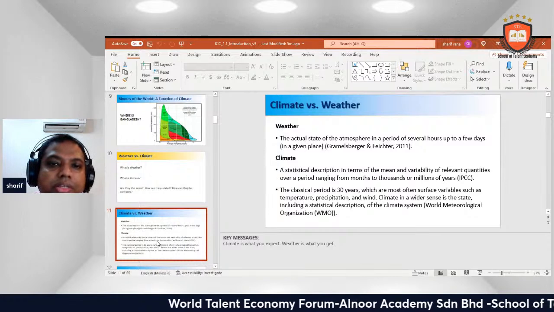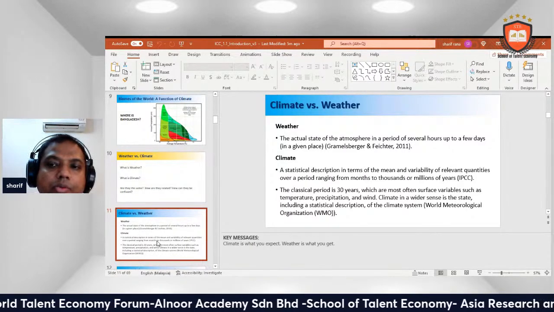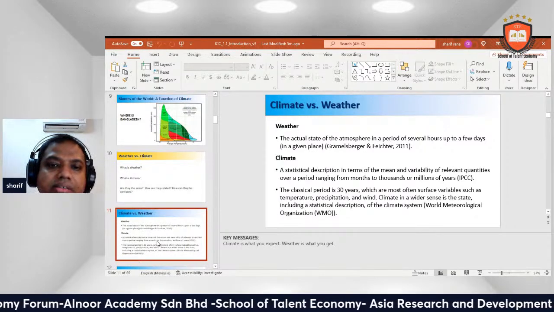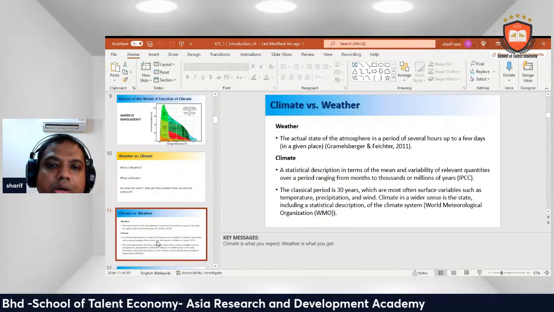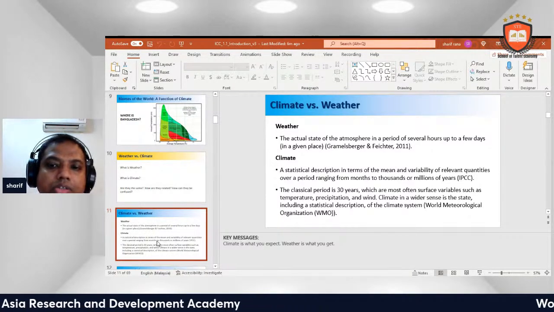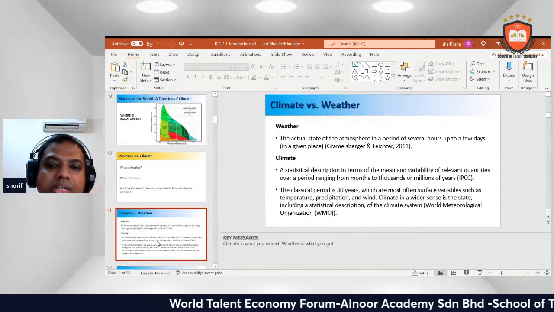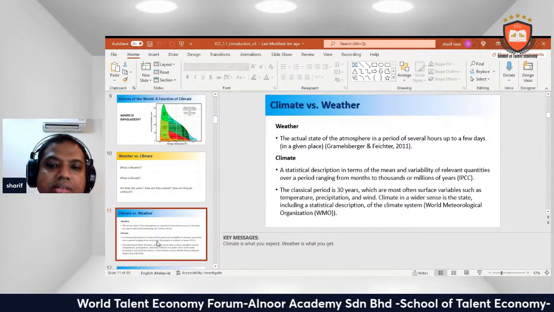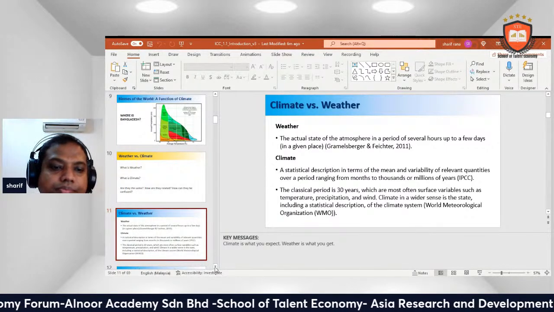Climate versus weather. Weather is the actual state of the atmosphere over a period of several hours up to a few days. Climate is a statistical description in terms of the mean and variability of relevant quantities over a period ranging from months to thousands or millions of years. The classical period is 30 years, using most of the sources available such as temperature, precipitation and wind. Climate in a wide sense is the state, including a statistical description, of the climate system.